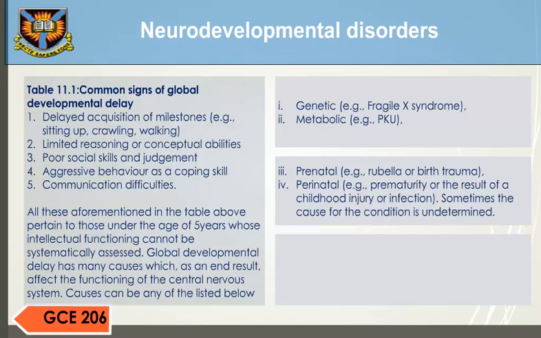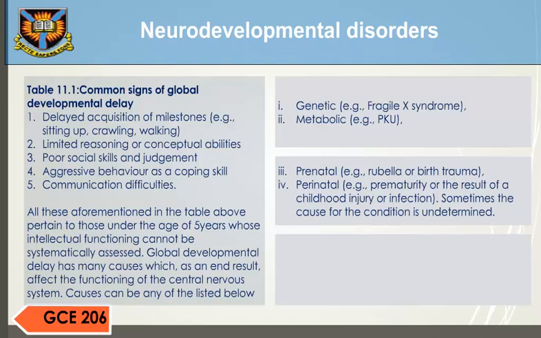Global developmental delay has many causes, which as an end result affect the functioning of the central nervous system. Causes can be any of those listed below: 1. Genetic. 2. Metabolic. 3. Parental. 4.